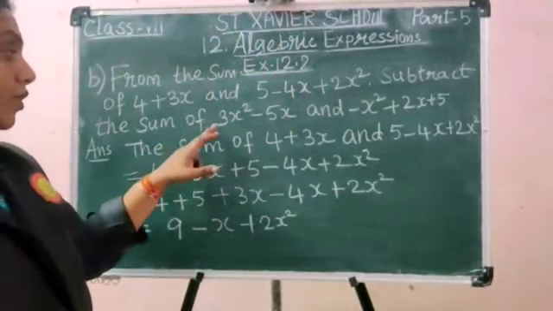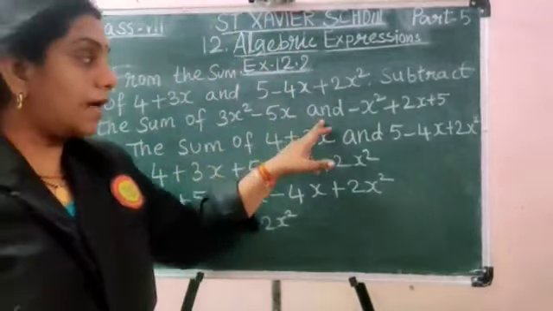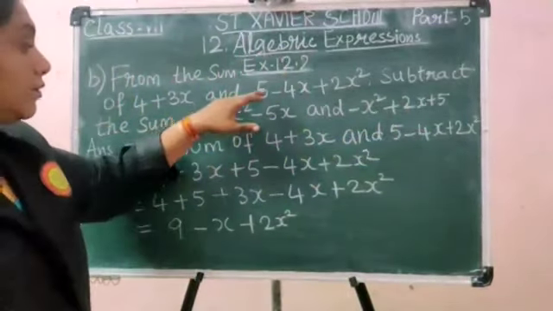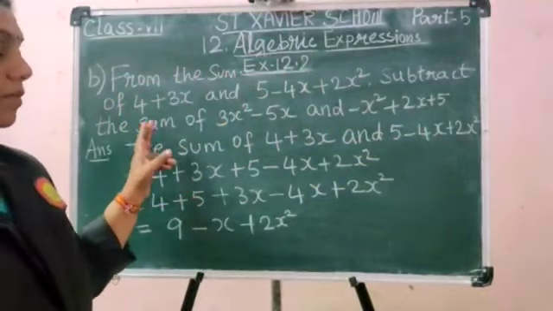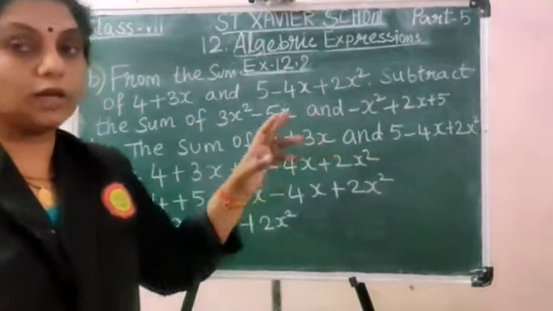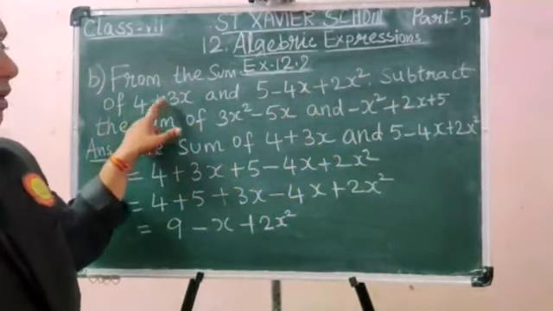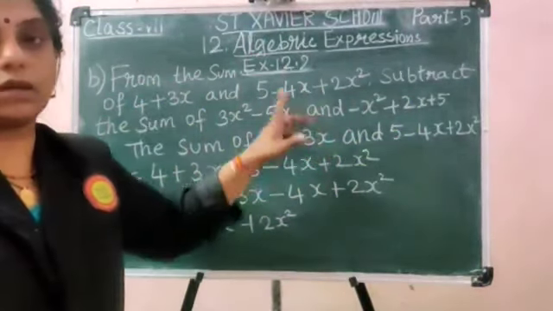The sum of 3x squared minus 5x and minus x squared plus 2x plus 5. So first we will do addition for this, you will get the answer. In the second one, you have to do the addition of these two, you will get the answer. And you have to subtract it from whatever you got in the first addition, from that you have to subtract the second one.